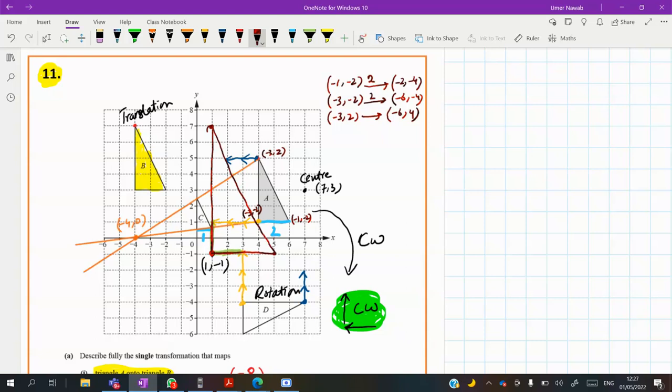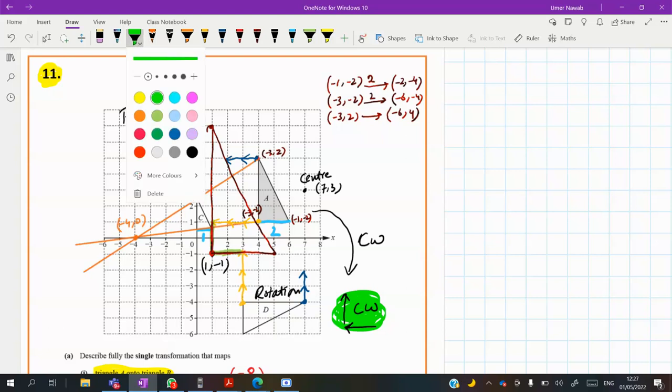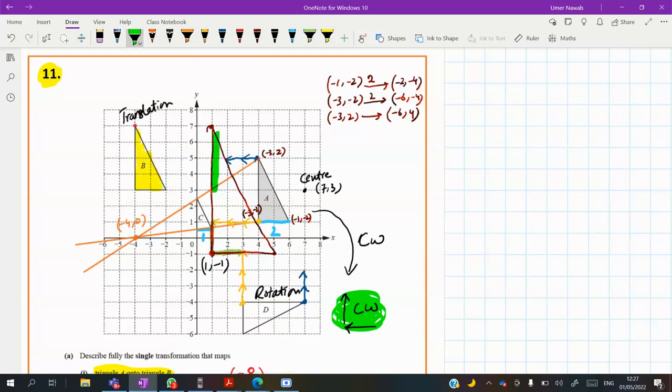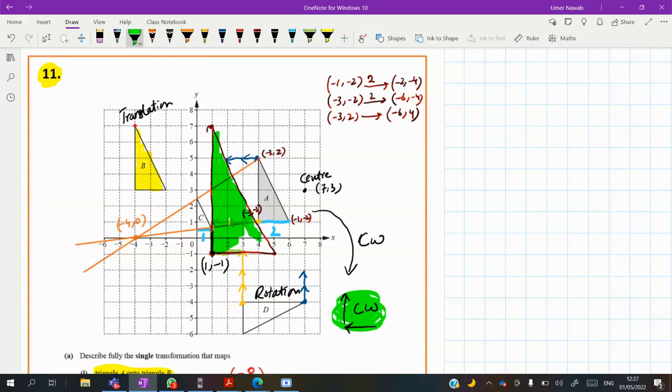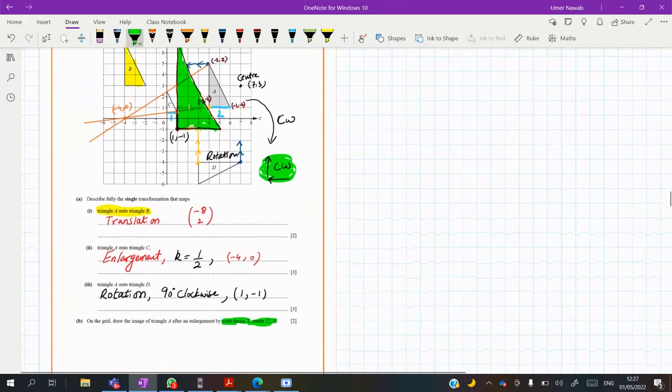So guys, this triangle which I have drawn here, let me shade it green. So this is the enlargement. It is drawn here.